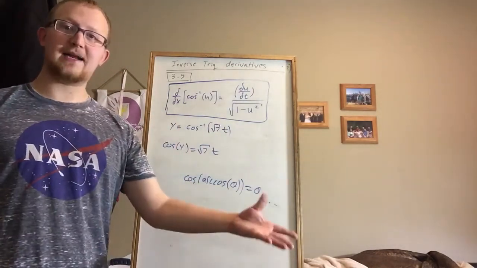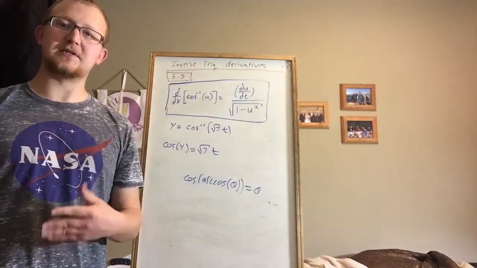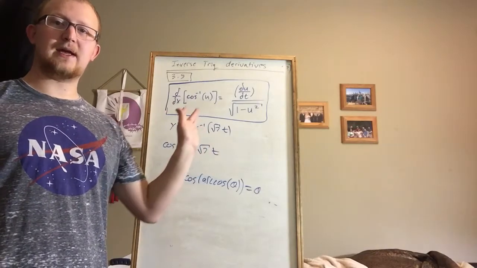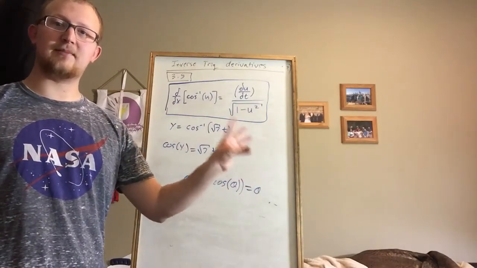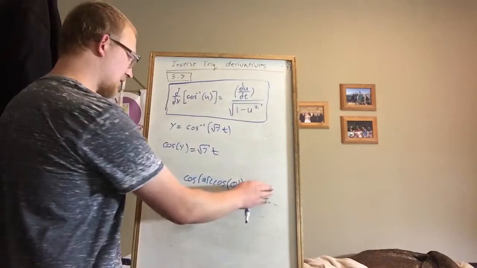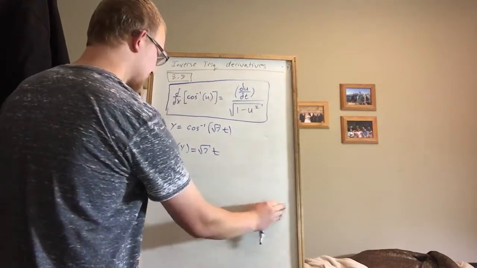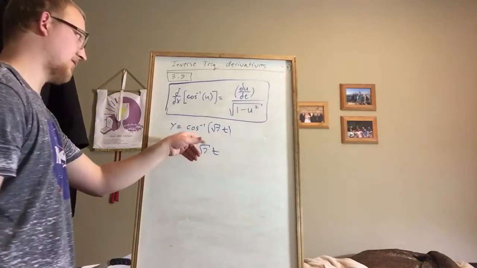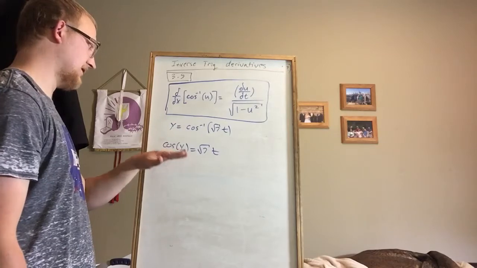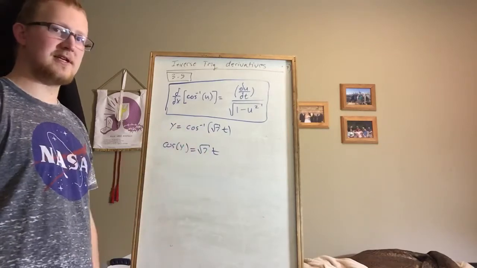If we've added something, how do we undo it algebraically? We subtract. If we have a cosine, we can algebraically manipulate it by creating an arc cosine and vice versa. So that's all that we're doing here: we're saying that cosine inverse of root 7t equals y is equivalent to cosine y equals root 7t.